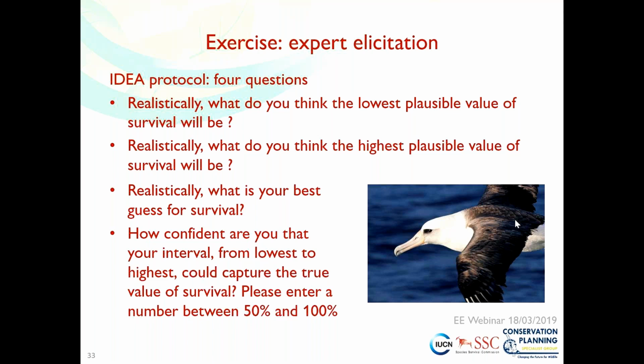The next question is, realistically, what do you think the highest plausible value of survival will be? Technically, there is a hard boundary here, so it can't be higher than 1, but you might think realistically it's never going to get to that point, so it might be something a little bit lower. Third question is, realistically, what is your best guess? If you had to put all your money on one single value within that range of minimum to maximum that you've just given me, what would that number be? Again, a number between 0 and 1.